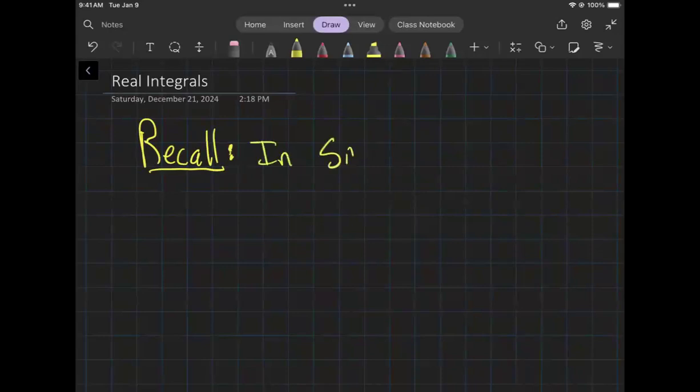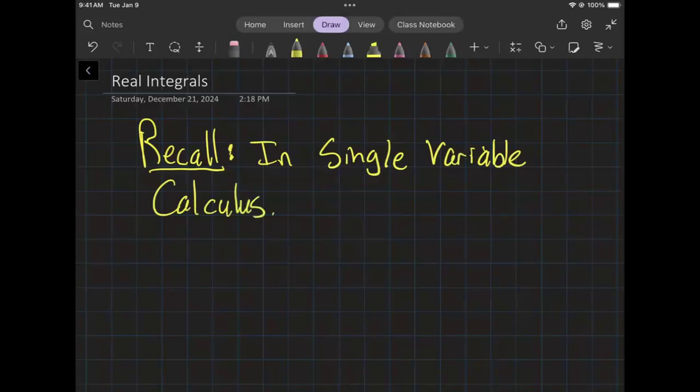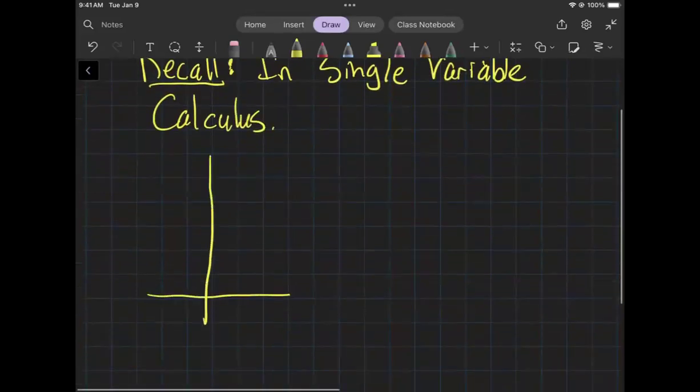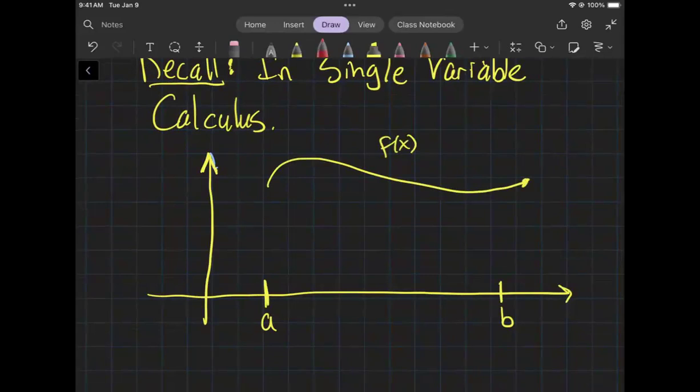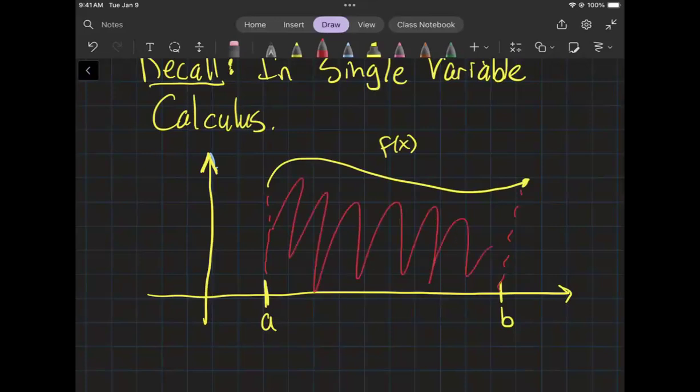The thing you need to know is how integration is defined in the real numbers. In single variable calculus, so Calc 1, the way you would define a definite integral is if you have a function between two x values. So if this is the function f of x in the real numbers, I'm talking about the real numbers here. What we do to approximate the area that is under this curve here.